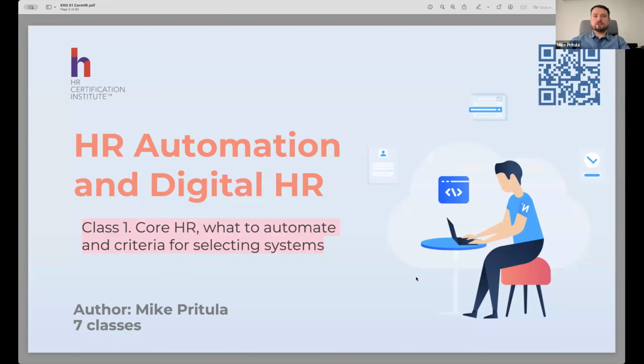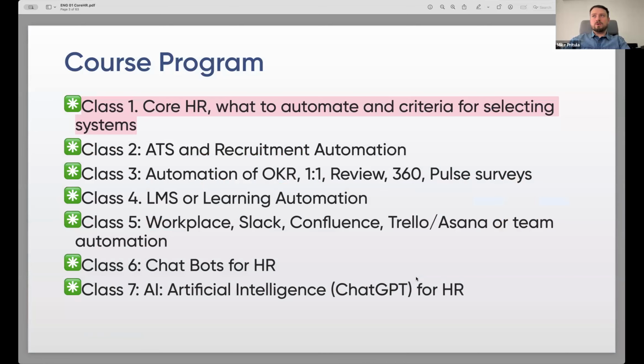With this course, as you can see, we will cover all main directions of HR automation, and we will learn different tools. We will learn what kind of features they could have, how to apply them, how to introduce them into your company, and other stuff. And of course, we will be seeing examples.